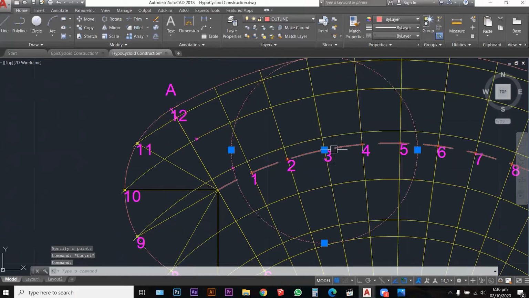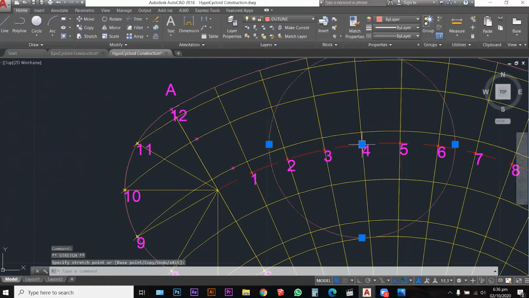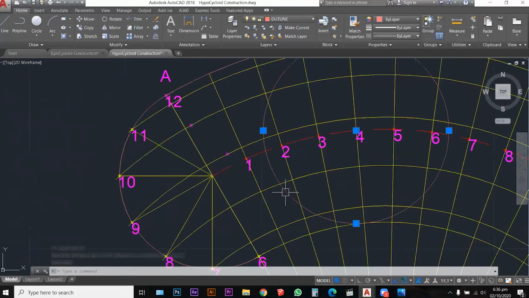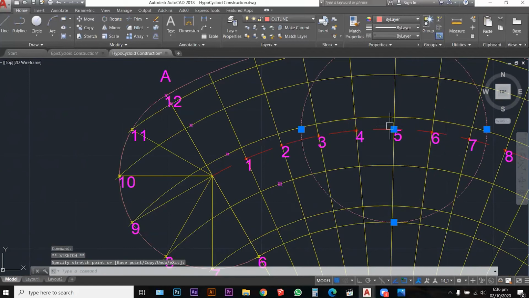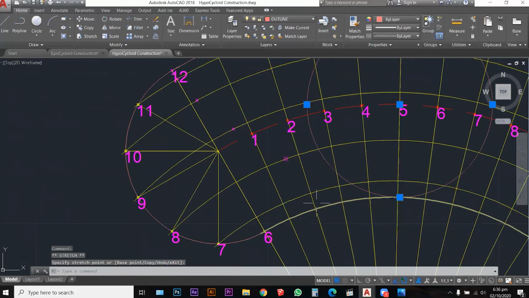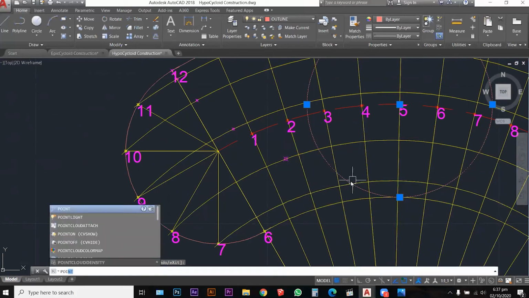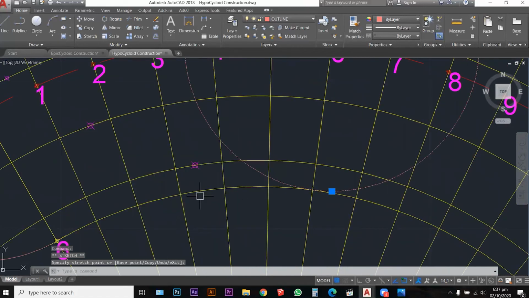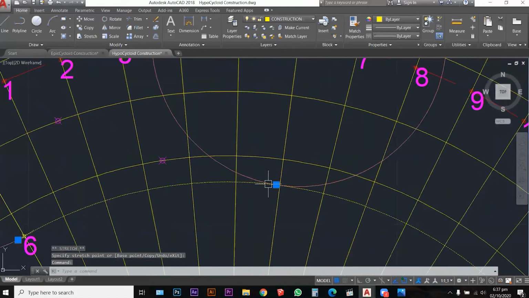Cool. Find the intersection, move over from 3 to 4, and the circle intersects line 8. Cool. Moving the circle from 4 to 5, you're looking for the intersection at line 7. Moving from 5 to 6, and we're looking for the intersection at line 6. So 6 and 6 line up.